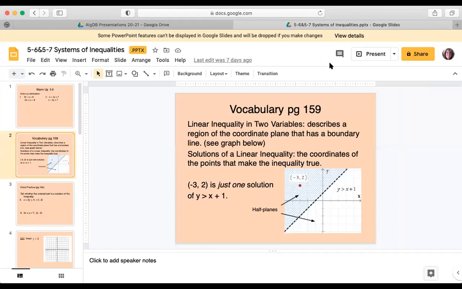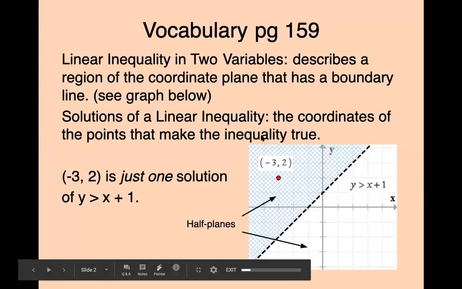So I'm going to share my screen and start the presentation. And these are kind of fun because you get to do some shading. And we haven't looked at inequalities in a little bit. So I'm going to start with some vocabulary.